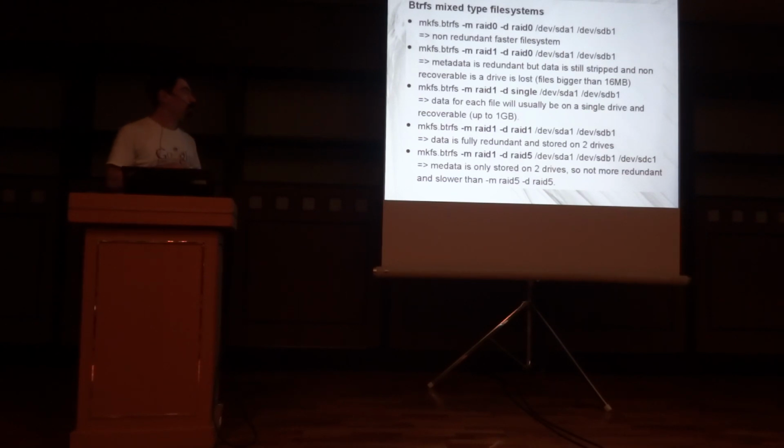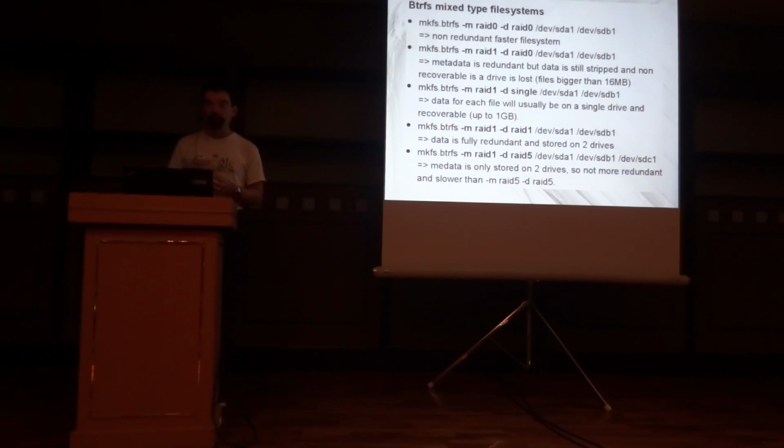Then the other ones are obvious, so of course you can do RAID 1 on both. And you can also do things like RAID 1 for metadata and RAID 5 for blocks. But the thing that's not very intuitive is that RAID 1 does not mean copy the data on all the drives. It means copy the data on 2 drives. And Btrfs will choose 2 drives, however it wants, and make sure that your data is there twice.